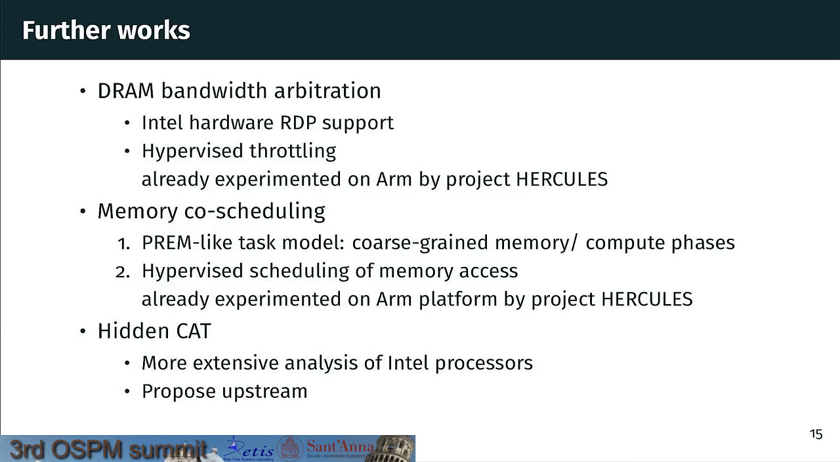This is called the predictable execution model, and we already presented something about it with the help of a compiler, and I believe this might be an interesting direction in the future, also for Intel-like architectures. Last point is related to this hidden CAT. I would like to spread the word about this. This is an interesting hidden feature, and this is very useful. So we want to analyze better where it is available or where it's not. Perhaps it's an easy hack, very easy. Perhaps integrating it in Xen itself.